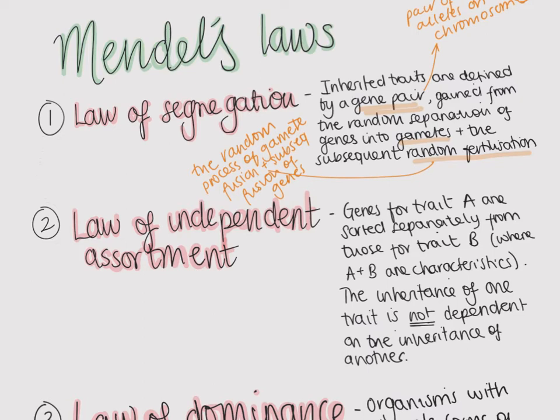Now, the second law is a really, really important one when we're thinking about this whole concept of gene linkage, is that the genes for trait A, where A is a certain trait, maybe height, are sorted separately from those for trait B, where maybe B is something like eye colour. A and B are characteristics, and therefore with this independent assortment, the inheritance of one trait is not dependent on the inheritance of another. So just because I've got a gene for small height doesn't necessarily mean I'm going to inherit the trait for green eyes, for example. The whole concept of independent assortment is that these genes A and B and maybe C and D further down the line are completely independent of each other.